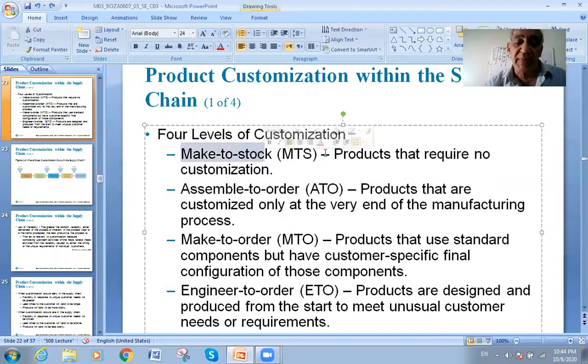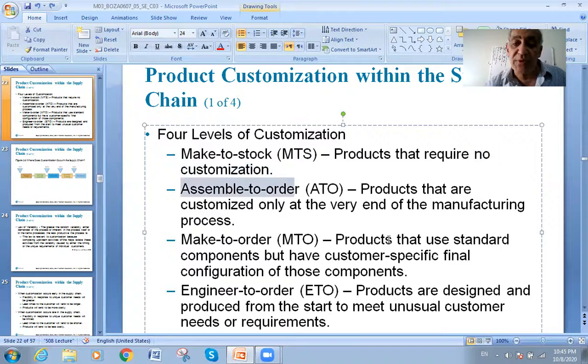Make to stock, MTS, is a product that requires no customization. In the MTS, there is no customization. It's only standardized. It's only like the biscuits. So we call it MTS, meaning no customization, where standardized means no customization.